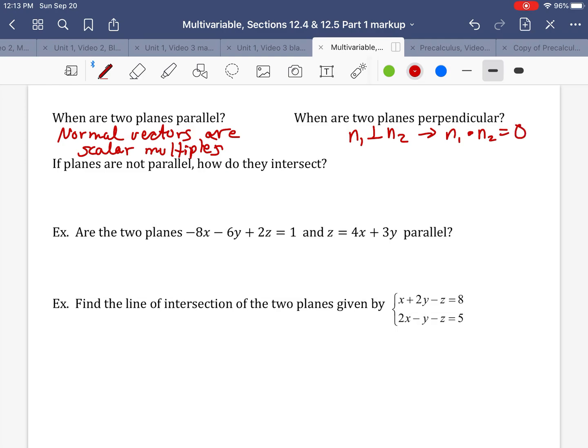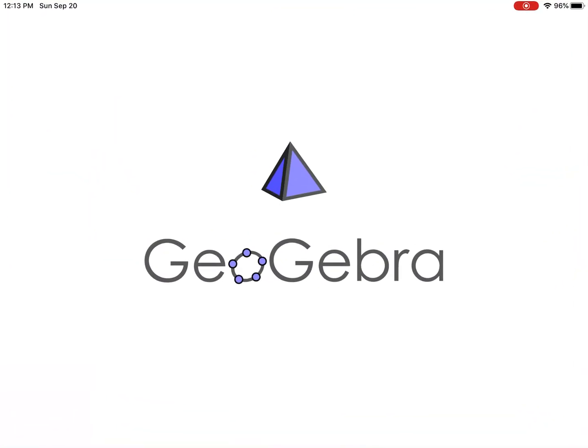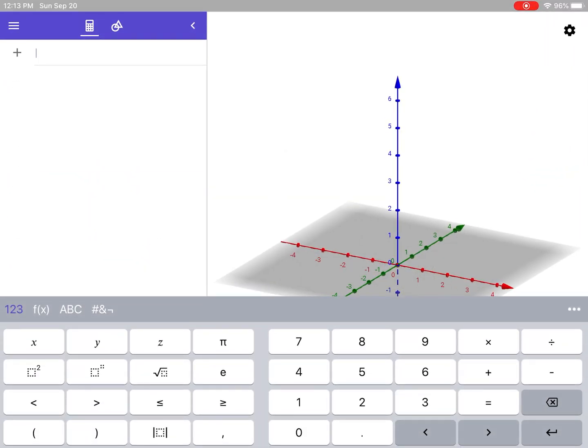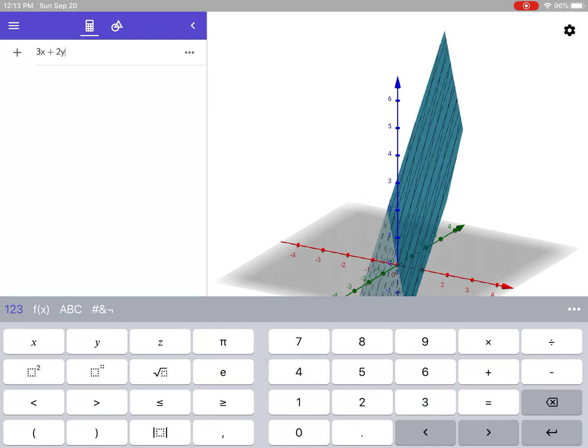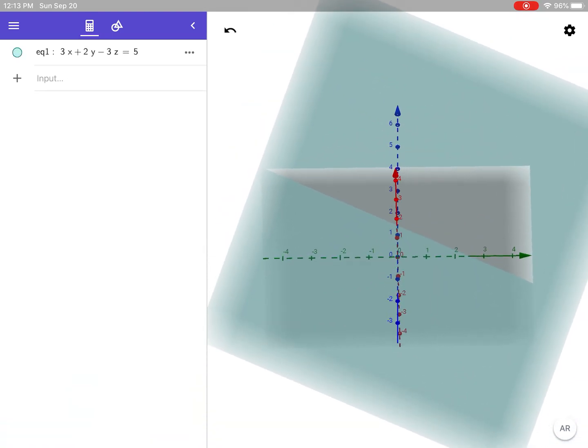All right, if planes are not parallel, how do they intersect? So let's take a second here and look at two planes. Let me see if I can get my fancy 3D calculator here. And let's just draw a couple planes. Like how about 3x plus 2y minus 3z equals 5. Let's see, there it is. All right, so that's fine.